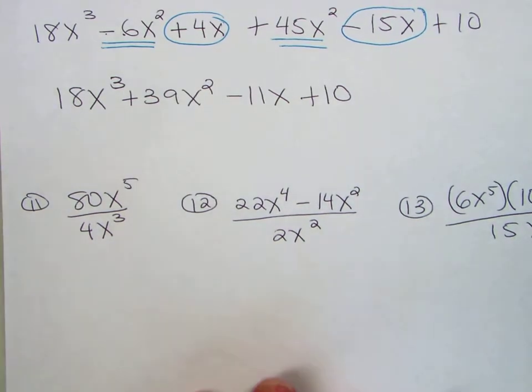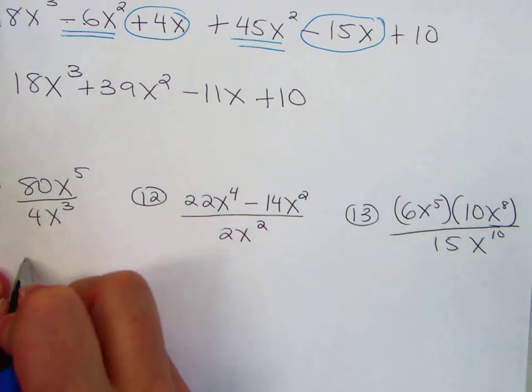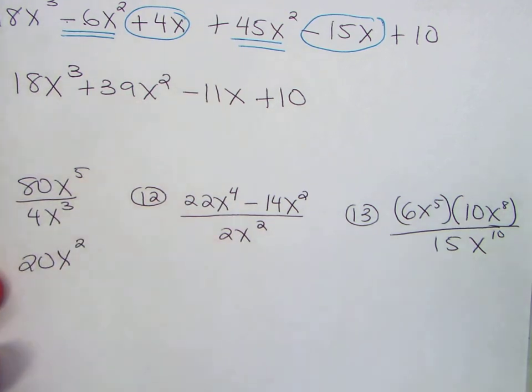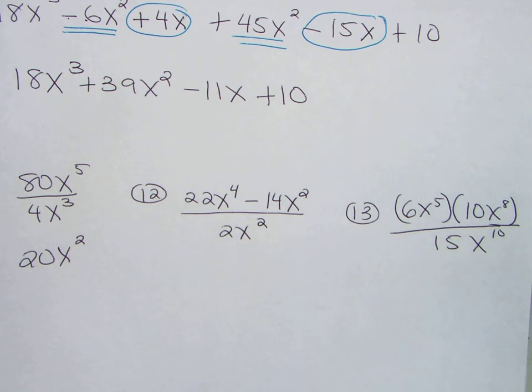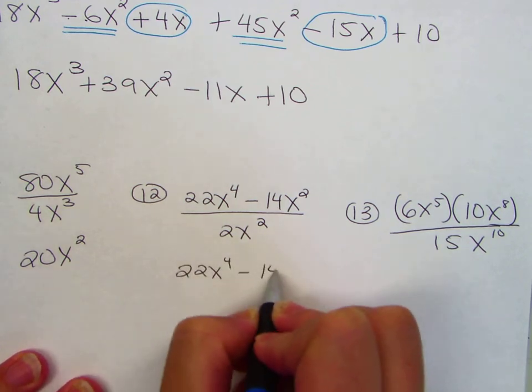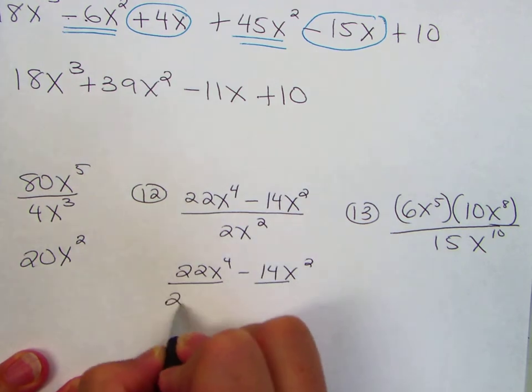So number 11 is basic. Just divide. Divide the coefficients. 80 divided by 4 is 20. Subtract your exponents, x squared. Done. Number 12 is a little harder because we have 2 things on top. Remember, this is like distributing. So what I like to do is write the original. And then I'm dividing, both of these get divided by 2x squared.